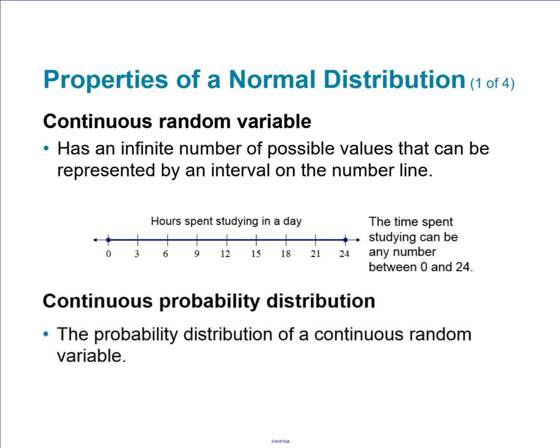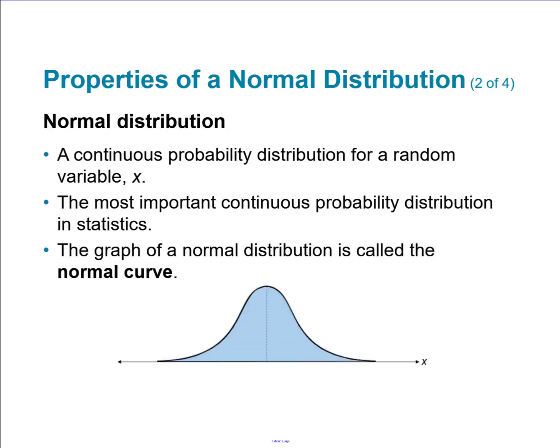And then the normal distribution is a continuous probability distribution, because it's the probability distribution for a continuous random variable. So remember, if it's a probability distribution, it's just giving us the probability of every single possible value that the event can take on. So we're looking at every single possible probability for some random variable that's going to be normally distributed.